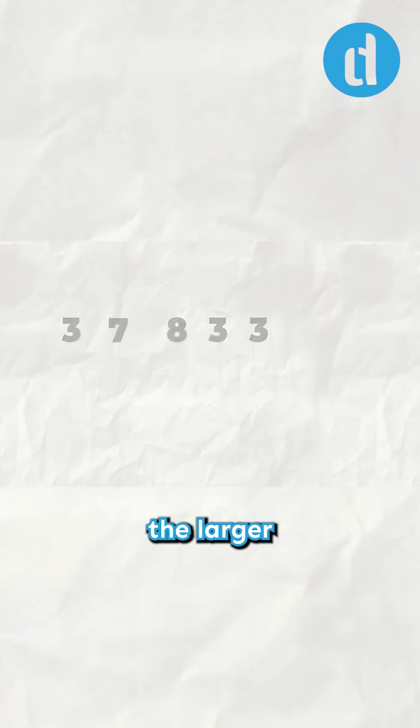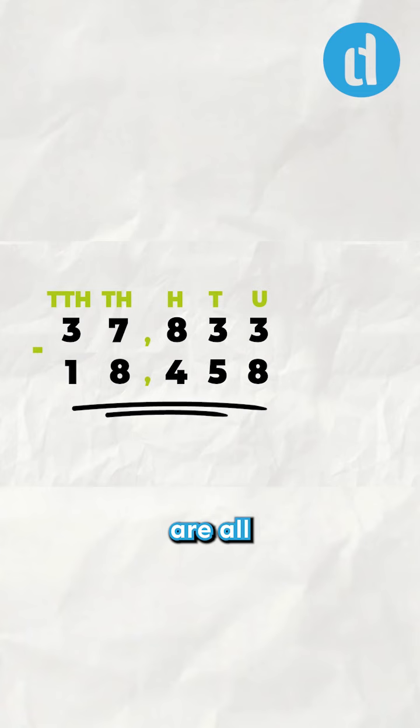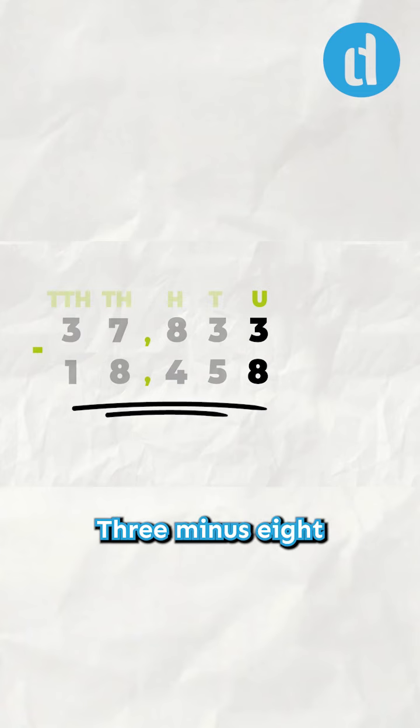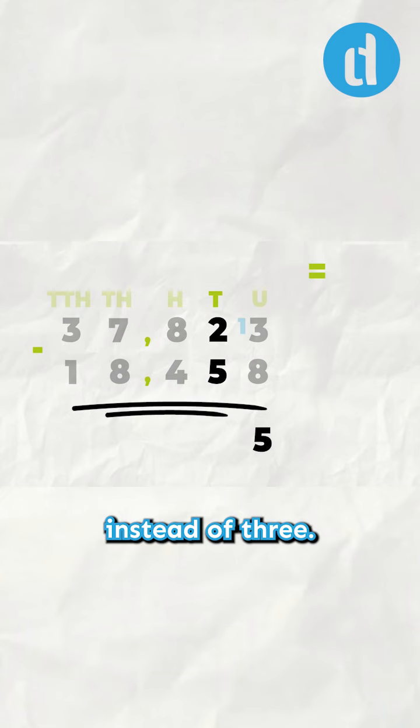Start by writing the larger number down. Write the smaller number underneath, but make sure that the digits are all in the correct place value column. 3 minus 8 doesn't work. You need to borrow 10 from the tens column. This makes 13. 13 minus 8 is 5. Write down the 5. You've borrowed from the tens column, so this is now 2 instead of 3.